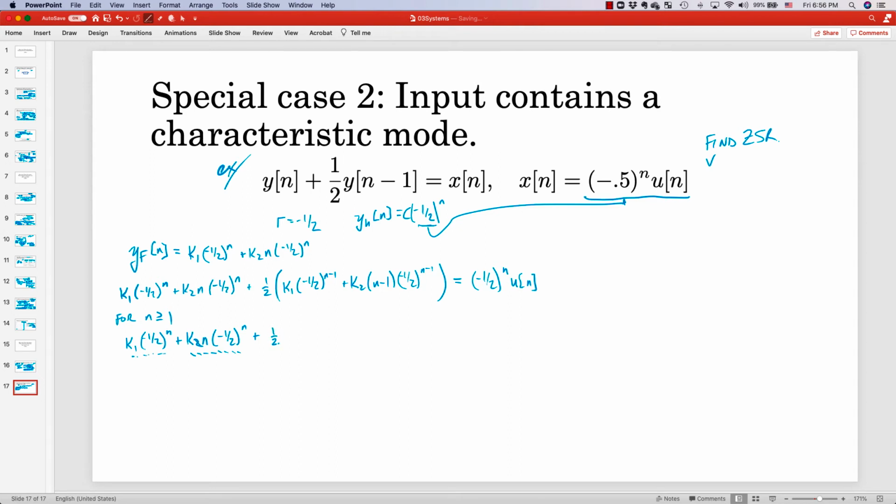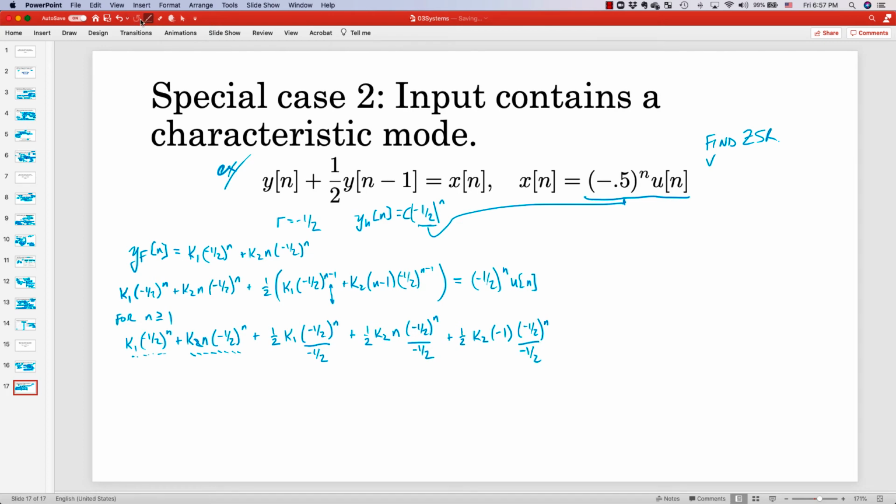So I get the factor of 1/2, and I get the k1, and I want to write this as negative 1/2 to the n. Now, how do I change the exponent from n minus 1 to n? Well, I can divide by one of the bases. Then I'm going to take the 1/2 out in front, times k2, times n, times negative 1/2 to the n divided by the base, plus 1/2 times k2 times negative 1 times negative 1/2 to the n divided by the base.